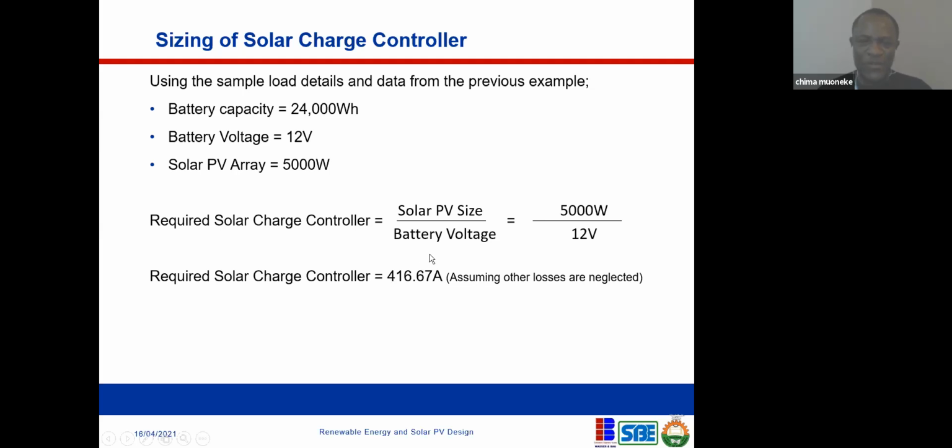So now this is the size of solar charge controller that you need to charge those batteries that can store up to this amount of energy using this size of solar panels.